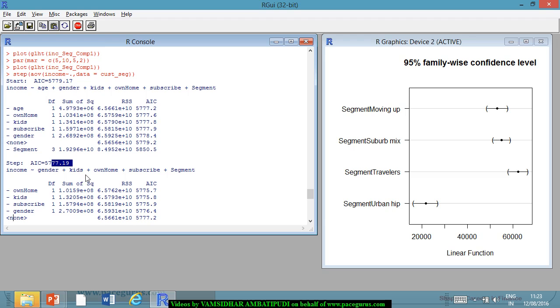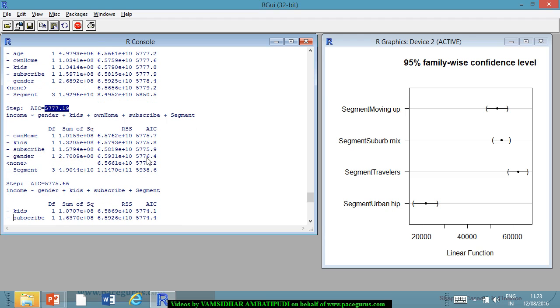Wherein one variable got removed, age, gender, kids, own home, subscribe segment. But the moment it came here, age was removed, gender, kids, own home, subscribe segment. The AIC has come down to this much. Then again now the gender, kids, subscribe segment, own home is being removed now. So whichever is not contributing the best, the worst contributing, that would be removed out of the rest.